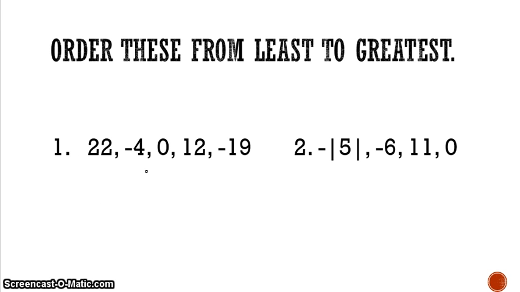Okay, so let's see. This one is pretty straightforward. No messes to clean up. So I want you to look for the negative number that's furthest away from 0. Is it negative 4 or is it negative 19? Well, 19 is further away from 0, so it's going to be negative 19 as my least number. So I use that up. So next, negative 4.